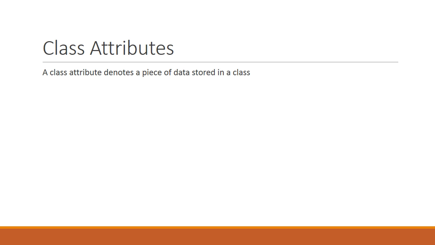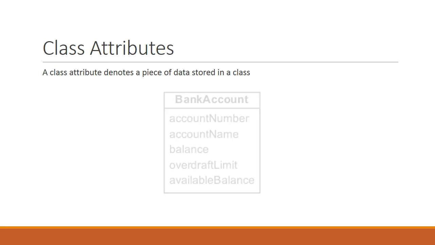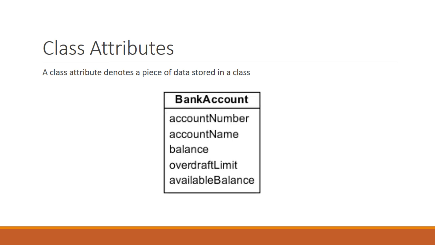So, what's a class attribute? Essentially, it's a piece of data that's stored in a class. Take this bank account class. It has 5 attributes: the account number, the account name, the balance, the overdraft limit, and the available balance. In this account, you're allowed to draw more than your balance. That is the overdraft limit, and therefore, the available balance is the sum of the balance and the overdraft limit. In this lesson, we'll learn all about the various ways you can define attributes for your classes.